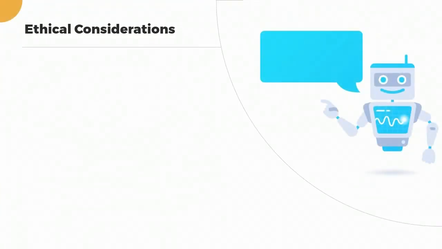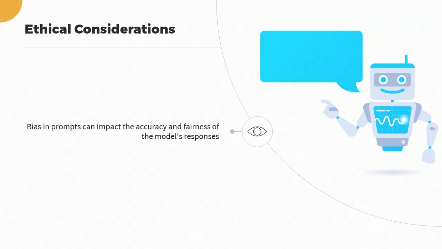While prompts can be helpful in improving the accuracy and usefulness of language models, there are ethical considerations that should be taken into account when using them. One ethical consideration is that bias in prompts can impact the accuracy and fairness of the model's responses. If prompts are chosen in a way that reflects existing biases or stereotypes, language models may perpetuate or even amplify these biases in the text they generate. For example, if a language model is given prompts that predominantly feature male characters or use language that marginalizes certain groups, it may generate text that is similarly biased.